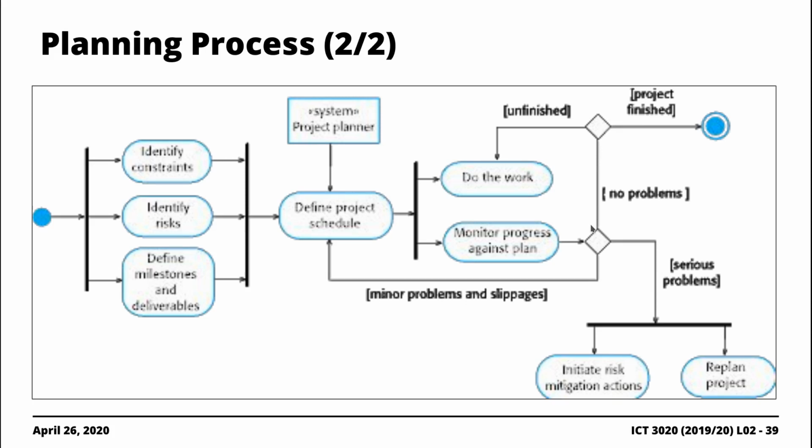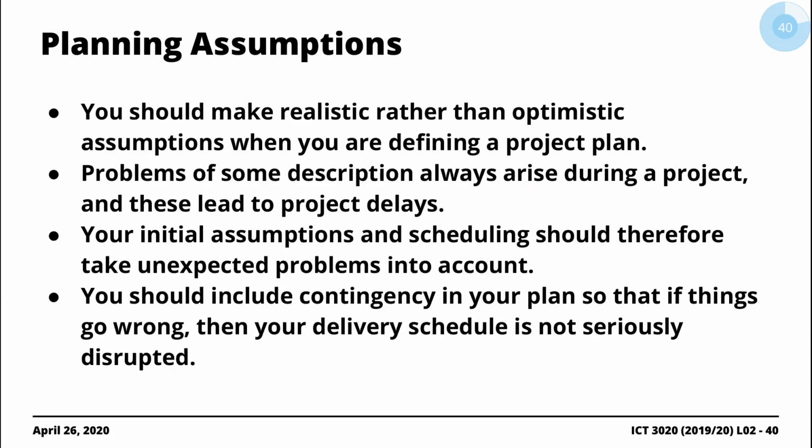If there are no problems, or minor problems, you continue with the schedule. Otherwise, if there are problems that have been encountered, you go to your risk management plan and initiate any risk mitigation actions that you'd have outlined as part of it. You also replan, because if there are serious problems, you need to rework or course correct. So hopefully this whole planning process makes sense.